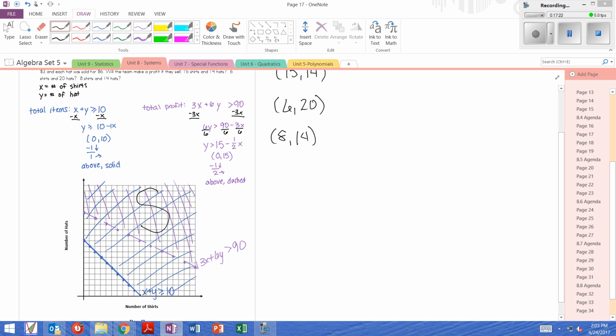So (15, 14): 1, 2, 3, 4, 5, 6, 7, 8, 9, 10, 11, 12, 13, 14. That is right here. So the answer is yes, it is a solution. It's in the shaded region. How about (6, 20)? All the way up to 20. It's that point right up there. And then (8, 14). That would be here. They actually all happen to be solutions.